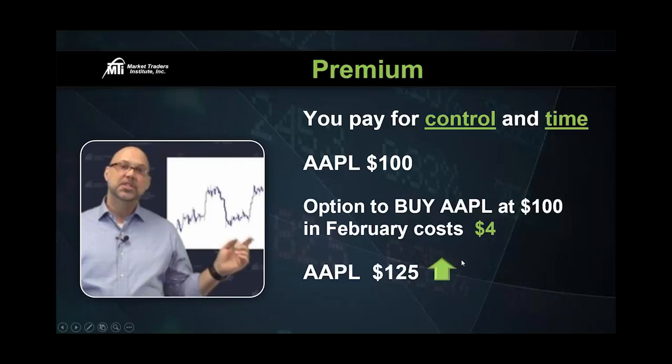Now, some of you might be thinking, well, William, what happens if Apple goes down? Well, if Apple goes down after we buy that call option, maybe it goes down to $75. As a stock trader, we just lost $25 on that move. But as an options trader, we didn't lose that $25. All we lost is what we paid for the option. We can simply let our option expire, and we would lose that $4. So we knew our risk ahead of time. The option is always going to be there to make money on the upside, but our risk is always going to be limited on the downside.